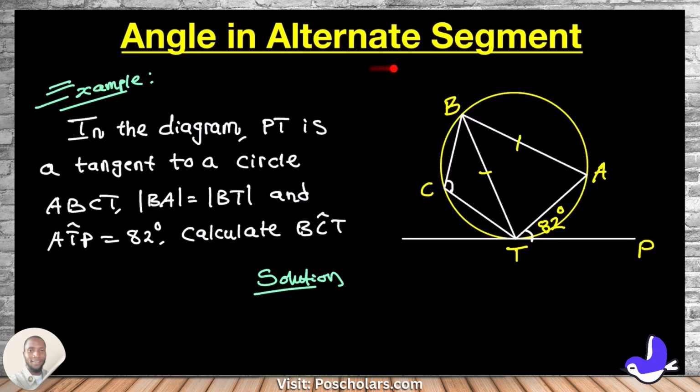I think the alternate segment theorem is the most feared theorem in all of circle geometry. Welcome to the only guide you will ever need to conquer the alternate segment theorem. No more guessing which angle equals which, because I will show you a simple visual trick to see the equal angles instantly and solve any WAEC or JAMB problem with confidence.